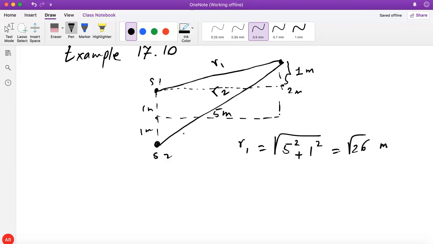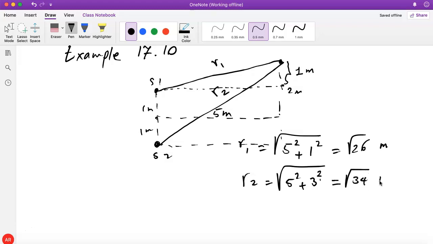Similarly, R2, well, again, I play the same game. Now I have 2 from here to here plus 1, so that's going to be 3. And the horizontal distance is 5, so that's going to be the square root of 5 squared plus 3 squared. Not 3 to the 9, 3 squared, which is 9. So 25 plus 9 is 34. Okay, so we have those.